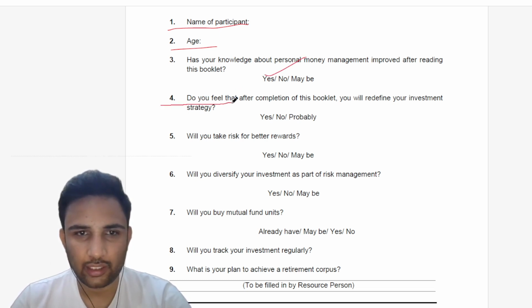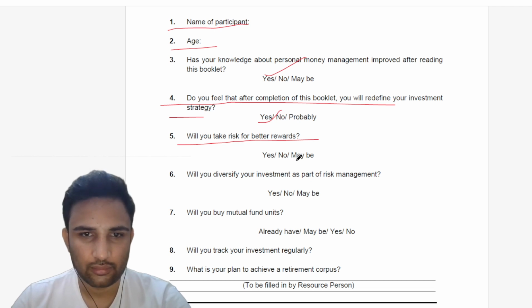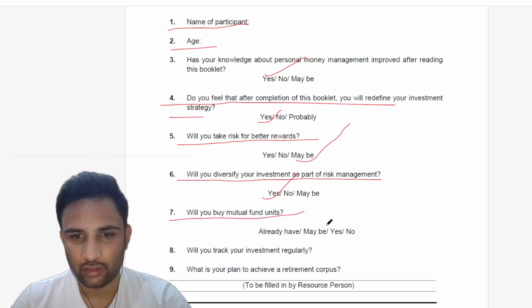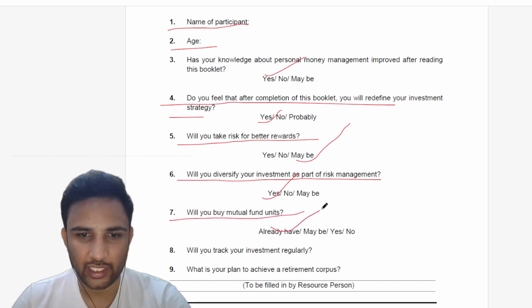Do you feel that after the completion of this booklet, you will refine your investment strategy? It is definitely yes. Will you take risk for better rewards? Maybe we can take the risk for better rewards. Will you diversify your investments as part of risk management? Definitely yes. Will you buy mutual fund units? You already have mutual fund units. Will you track your investment regularly? It is yes.